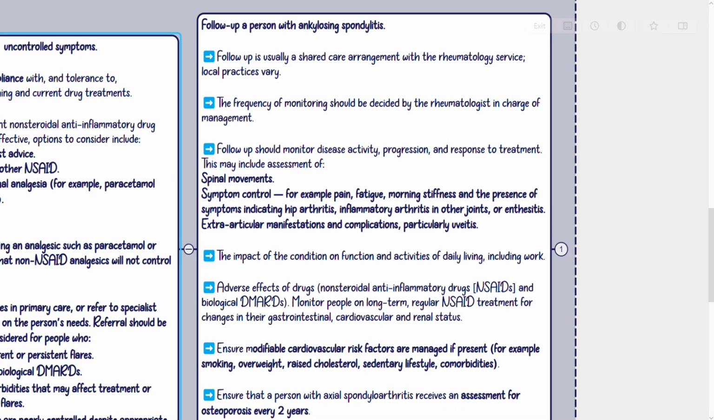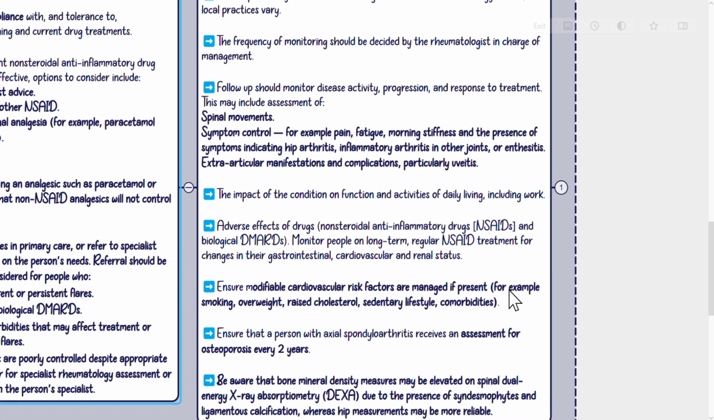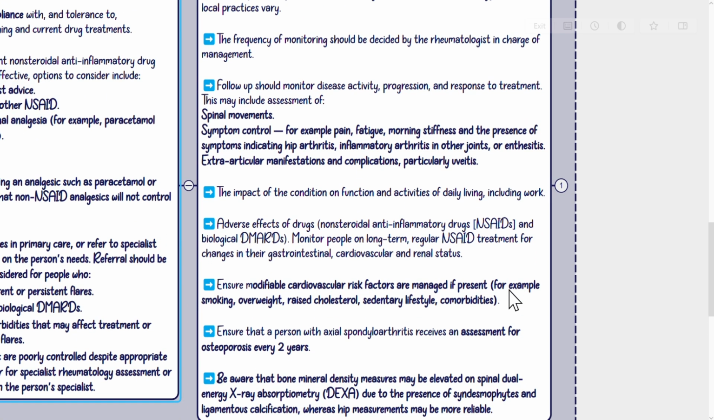Follow up a person with ankylosing spondylitis. Follow-up is usually a shared care arrangement with the rheumatology service. Local practices vary. The frequency of monitoring should be decided by the rheumatologist in charge of management. Follow-up should monitor disease activity, progression, and response to treatment. This may include assessment of spinal movements, symptom control, for example pain, fatigue, morning stiffness, and the presence of symptoms indicating hip arthritis, inflammatory arthritis in other joints, or enthesitis.